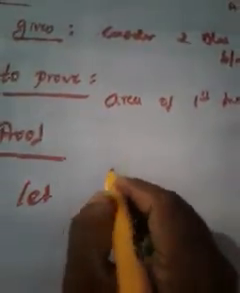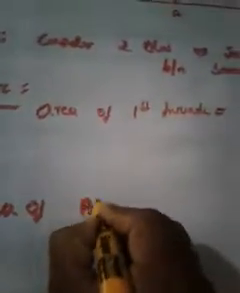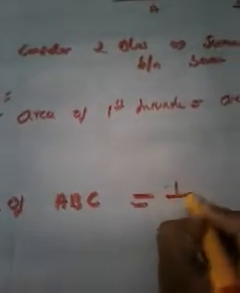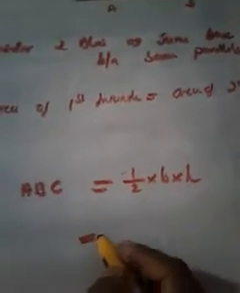So in order to prove this theorem, let me calculate the area of the first triangle and the area of the second triangle separately. Which is the area of the first triangle? Let me consider the triangle ABC. What is the area of triangle ABC? Which is the formula for calculating the area of a triangle? Half into B into H is the formula for calculating the area of the triangle, isn't it?